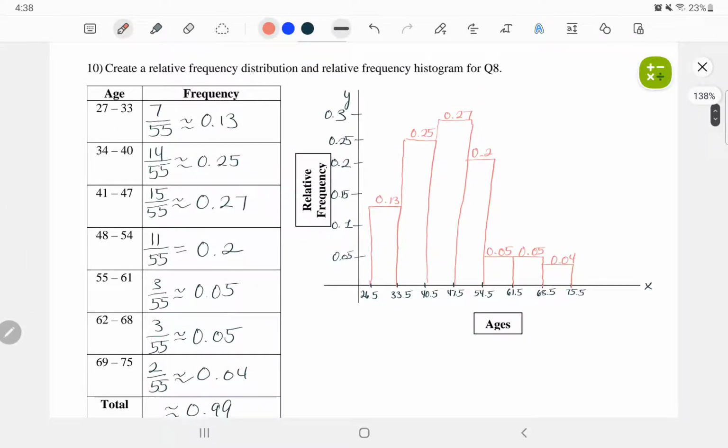And there you go. That is your relative frequency histogram, as well as your relative frequency distribution.